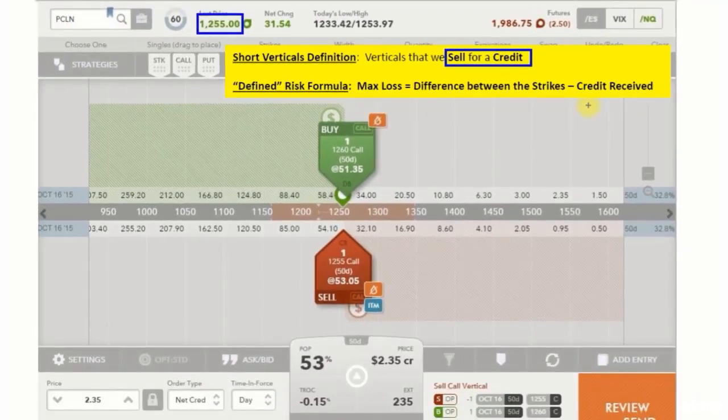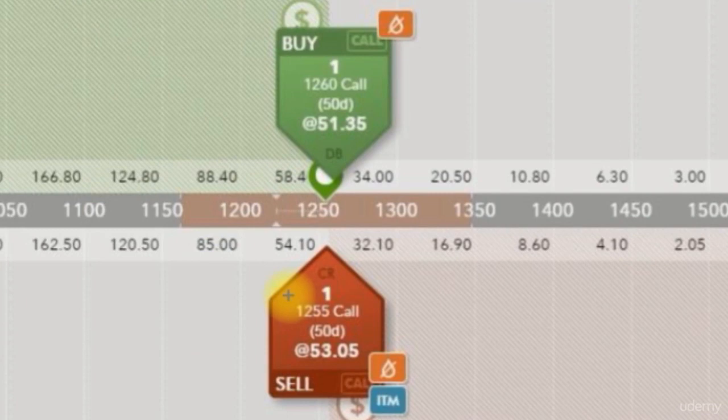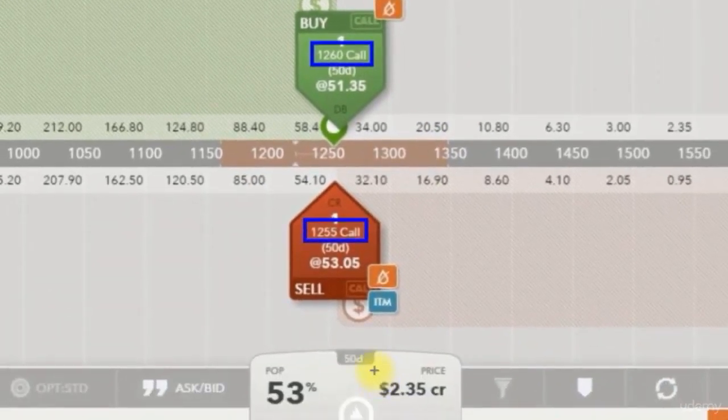What does that mean? Well, let's first take a look at how this vertical is set up. Here's a 12.55 call. In this case, we're going to sell the 12.55 call just like we did in our example of $100, and we're going to buy the next one up, which in this case is the 12.60 call. So we're selling the 12.55 call and we're buying the 12.60 call for protection. And by doing that, it's going to define our risk, as I'll show you in a second. And when we do this, we are selling it for a credit of $2.35. Okay, so let's go to the next page and really break this thing down.